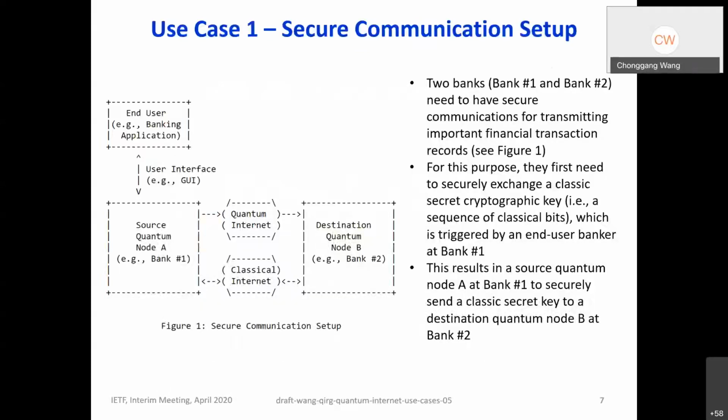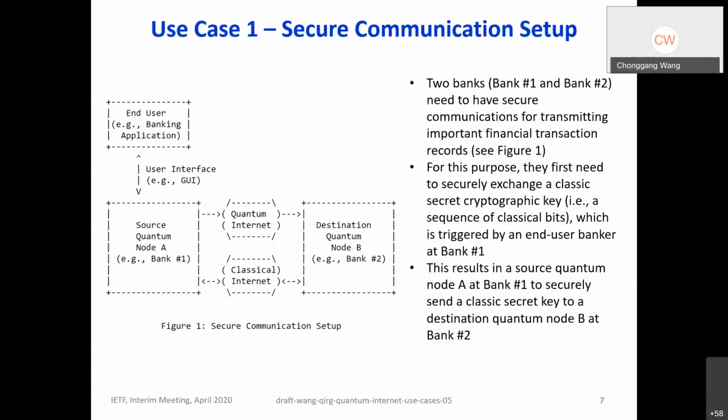So given those three types of quantum applications, in terms of real use cases, we tried to come up with three use cases in the following slides. The first use case we call secure communication setup. For example, two banks need secure communications for transmitting their important financial transaction records between bank number 1 and bank number 2.